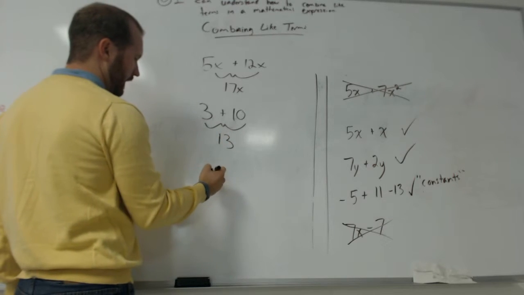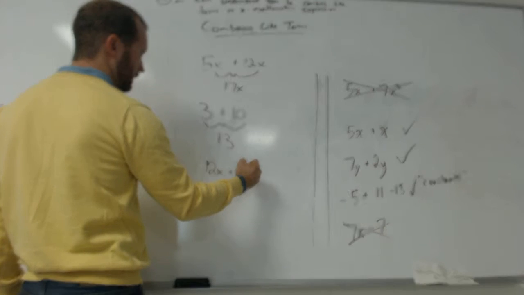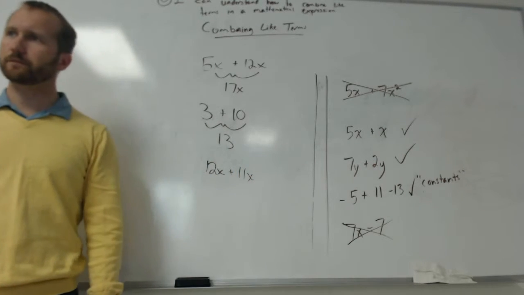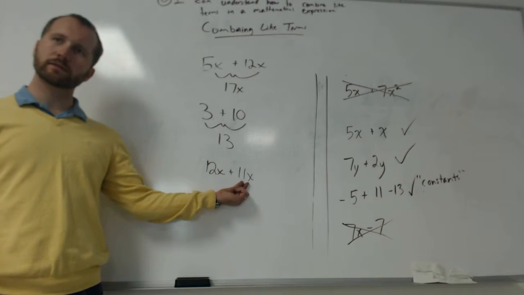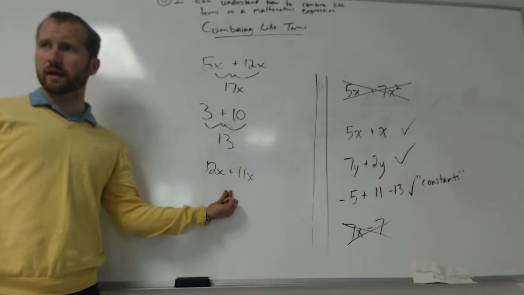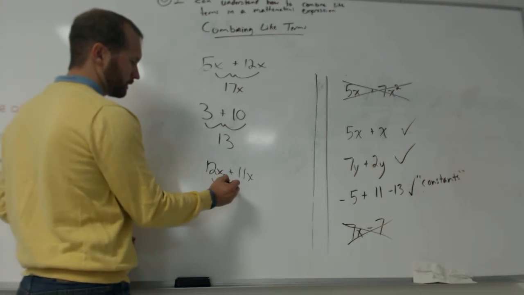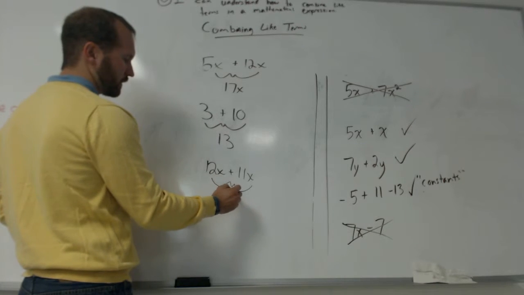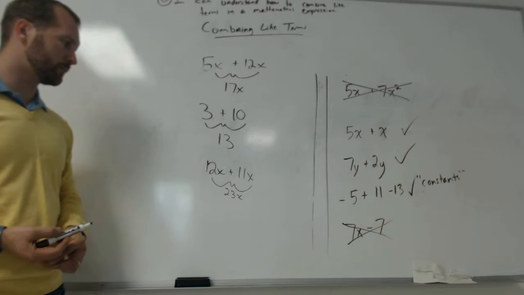What if I have 12x and 11x? What does that become? 12x and 11x. I can combine those two like terms to make... 23. Yeah, 12 plus 11 is 23x. Very good.